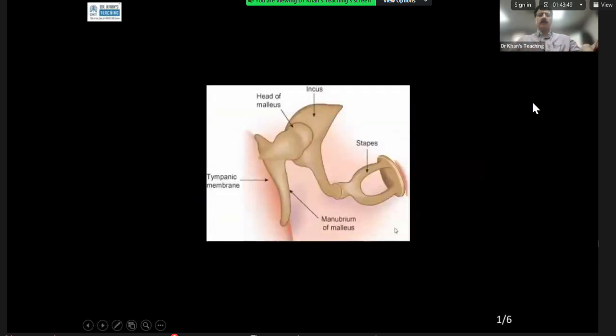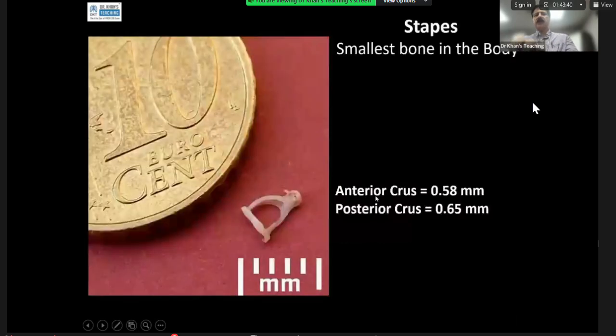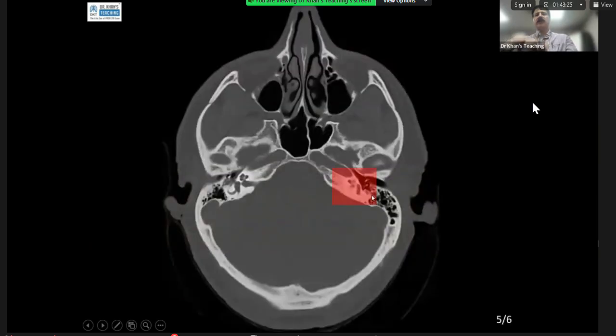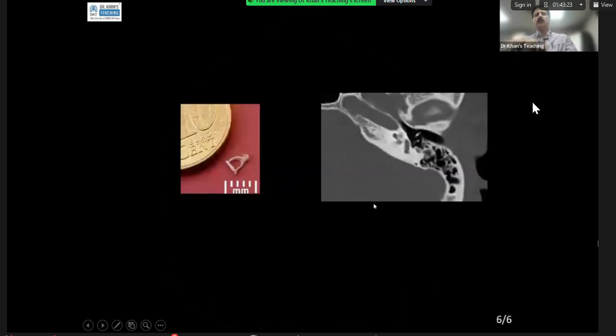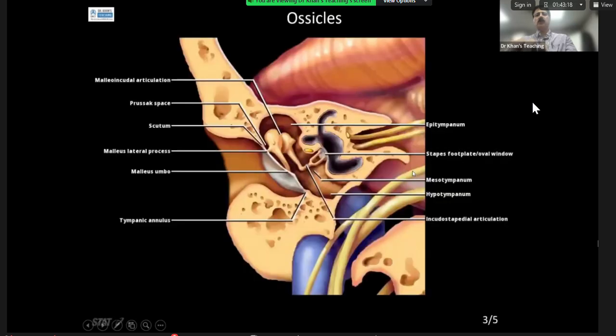Now, if you see here, a repetition. This is the stapes, and the capability of CT scan now is that the stapes is the smallest bone in the human body. Anterior crus is 0.58 millimeter, posterior crus is 0.6 millimeter, and we can actually see it on a CT scan. And we can see actually the joint also.